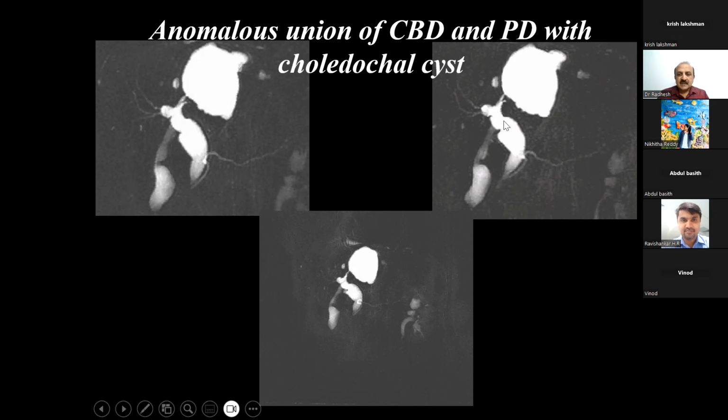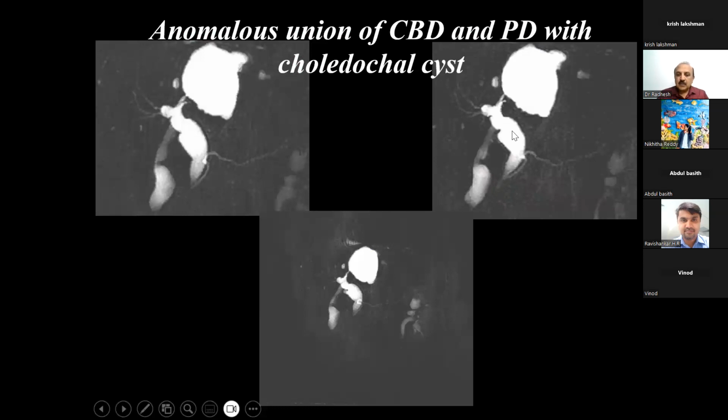In this case, there is an anomalous union. You see, this is the common bile duct, which is dilated. This is the pancreatic duct, and the common channel is long. It is more than 15 millimeters in length before it opens into the ampulla.